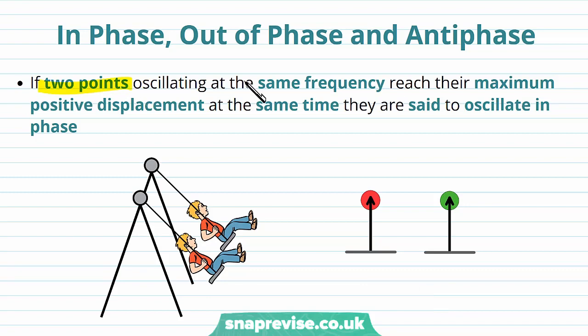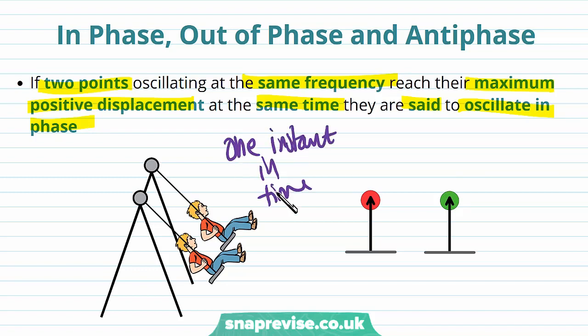If 2 points oscillating at the same frequency reach their maximum positive displacement at the same time, they are said to oscillate in phase. So for example, if we consider 2 children swinging on a swing, and we consider their position at one instant in time here, we can see that they're both at their maximum positive displacements. So that's what we're representing here with the green and red circles. So we're imagining that these are modelling the 2 children, and we can see that because they're both at their maximum positive displacement at the same time, that's what we can see in this snapshot, we say that they're in phase.